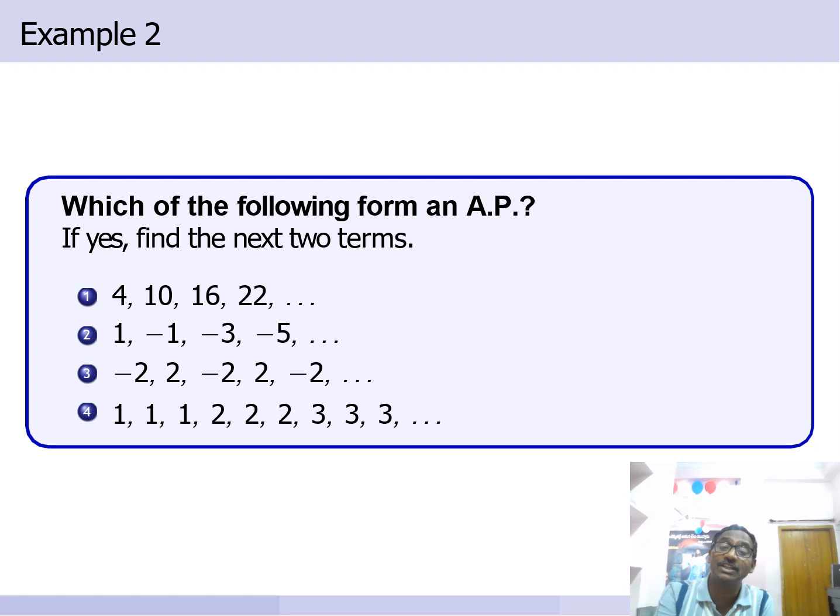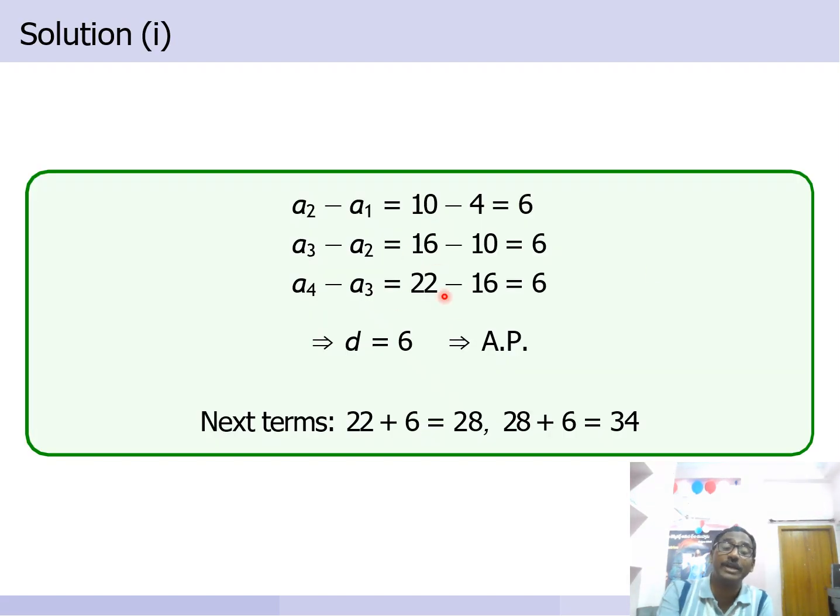All these you have to find in the same way. What we are getting, check. Solution for first one, a2 minus a1 is 6, a3 minus a2 is 6, a4 minus a3 is 6. So d equal to 6. Therefore it is an arithmetic progression. So next terms: 22 plus 6 you are getting 28, 28 plus 6 you are getting 34, 34 plus 6 you are getting 40, 40 plus 6 you will get the next term. In that way you can find all the terms. That is the pattern.